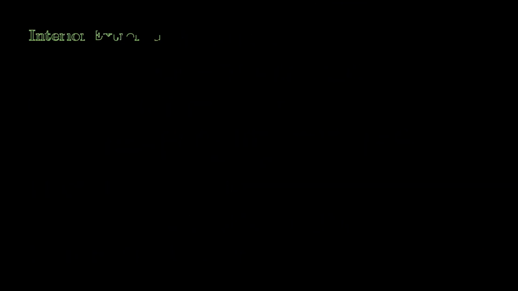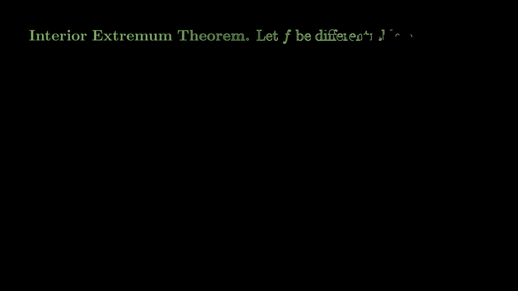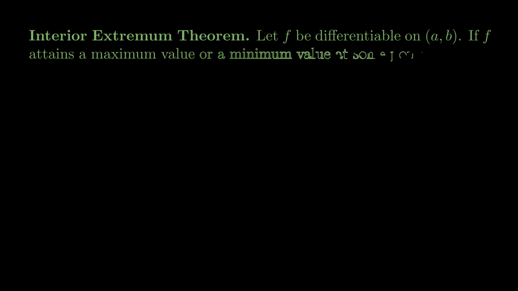The interior extremum theorem says let f be differentiable on an open interval a to b. If f attains a maximum value or a minimum value at some point c in the open interval a to b, then f prime of c equals 0. A maximum value here just being defined as f of c being greater than or equal to f of x for all x in the open interval a to b.